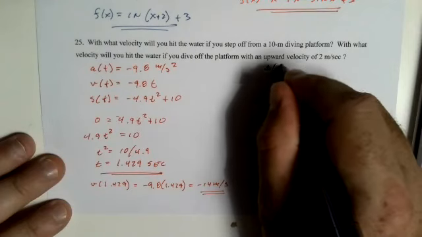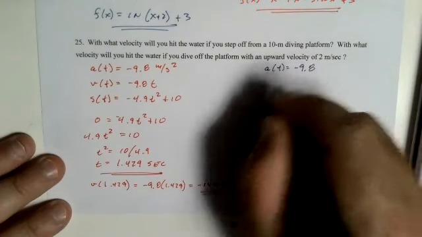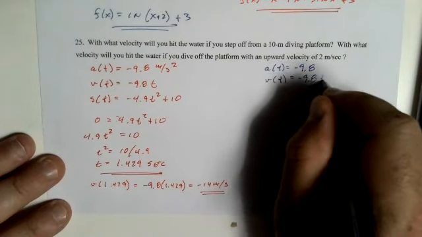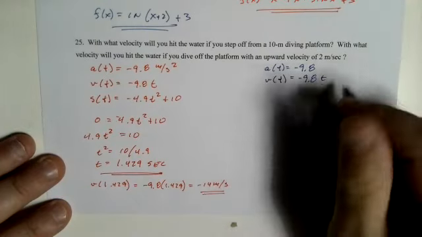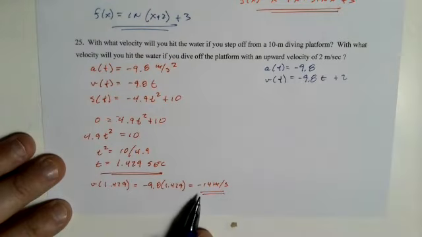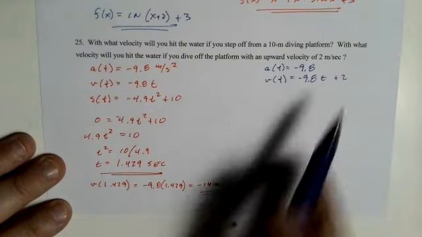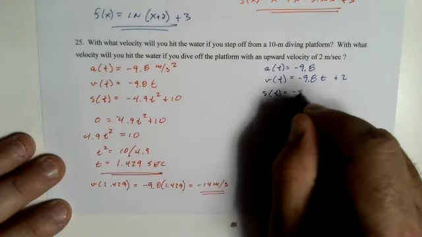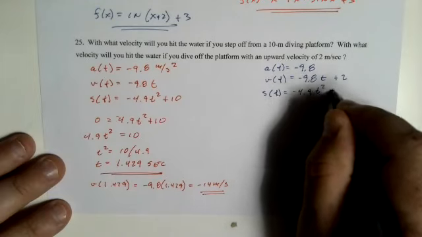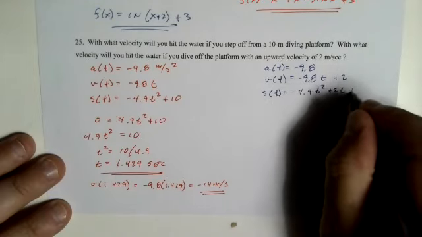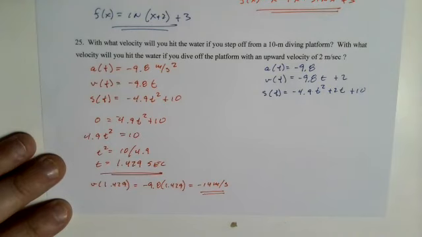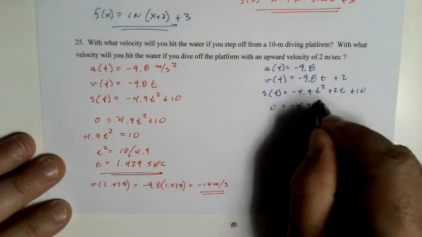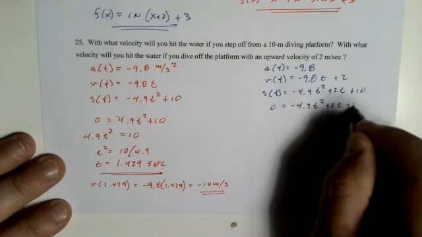Well, a of t equals negative 9.8. V of t equals negative 9.8 t plus 2. This is negative 14 down. This is 2 up. S of t equals negative 4.9 t squared plus 2t plus 10. 0 equals negative 4.9 t squared plus 2t plus 10.